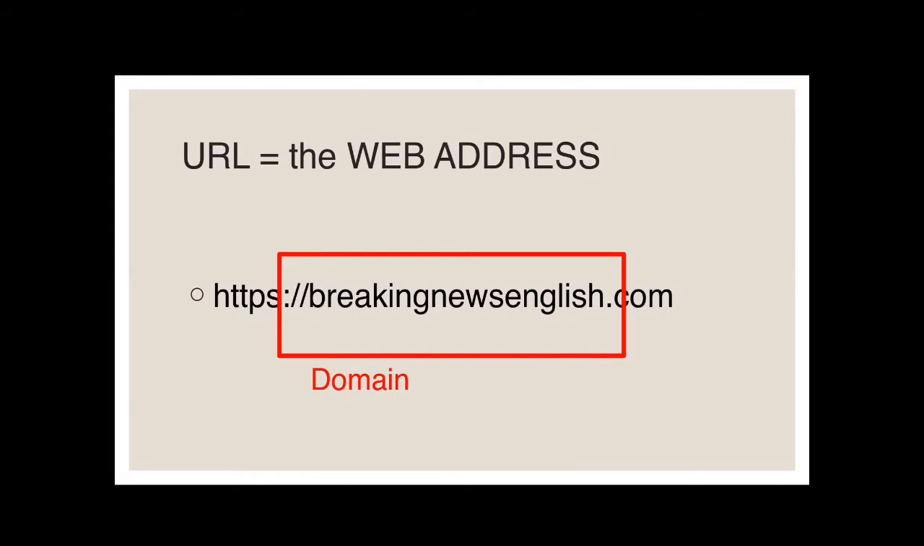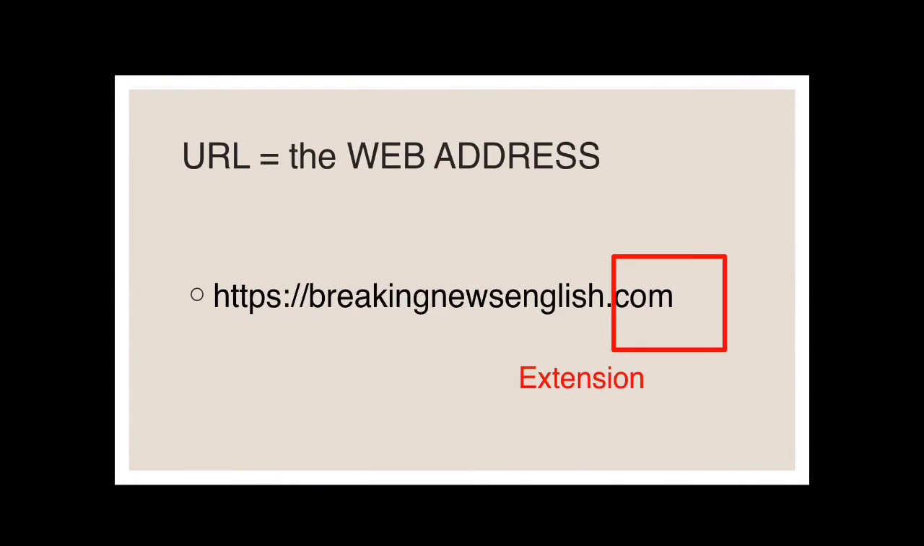The second part of the URL is the domain name. So you can think of the domain name like the title of the website. And you need to think, does this domain name match the information that is actually provided in the website? So for example, this one is called Breaking News English. You would expect that the website contained news articles. If the name of the domain and the information in the website match, it's more trustworthy.